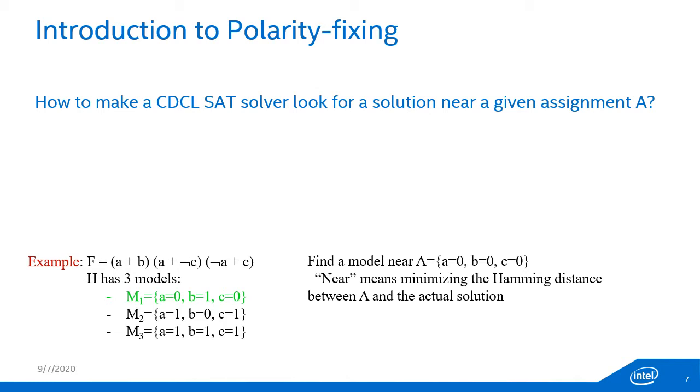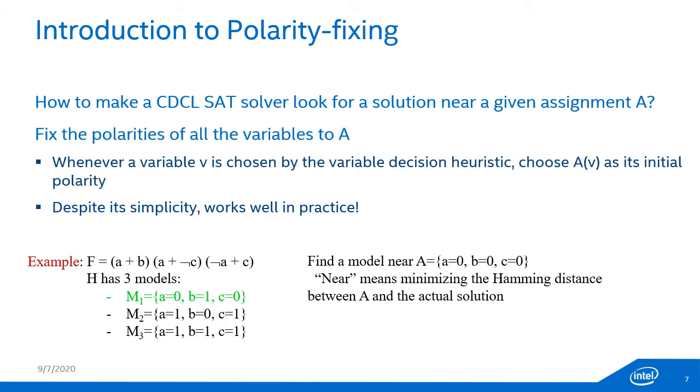Now, there is a very simple method for modifying the CDCL SAT solver to look for a closer solution. One has just to fix the polarities of all the variables to A. It means that we do not change the CDCL SAT solver except for its polarity selection strategy. Whenever a variable V is chosen by the variable decision heuristic, the value A(V) is chosen as its initial polarity. And that's it. A very simple modification, but despite its simplicity, it works well in practice. So we are going to use this technique.